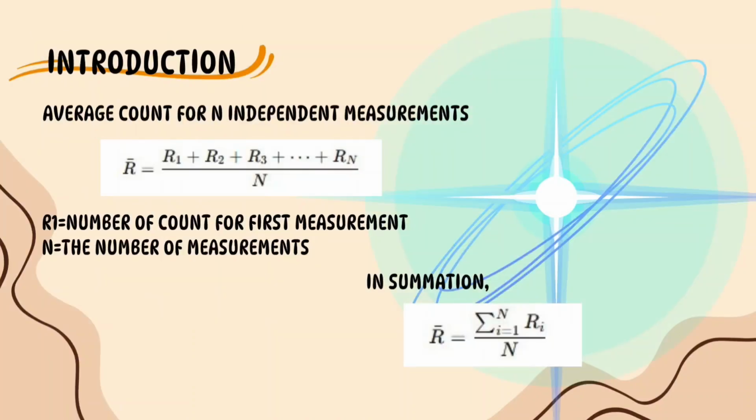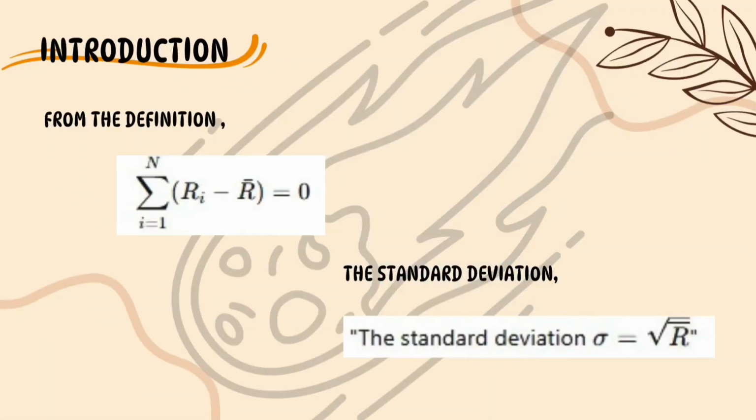To calculate the average count for n independent measurements, we use the formula R bar equals R1 plus R2 plus R3 and so on, divided by n, where R is the number of counts and n is the number of measurements. After that, to calculate the standard deviation, we use sigma equals the square root of R bar, where R bar is the mean of the average count.